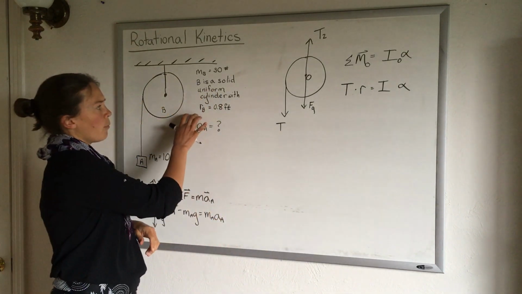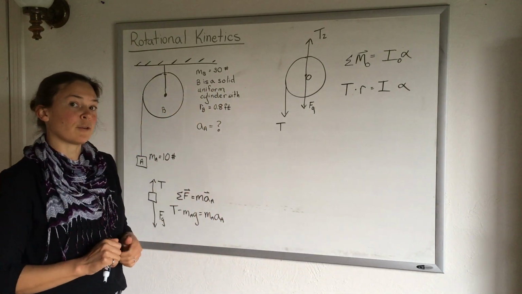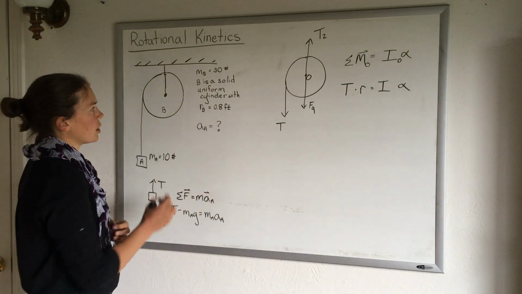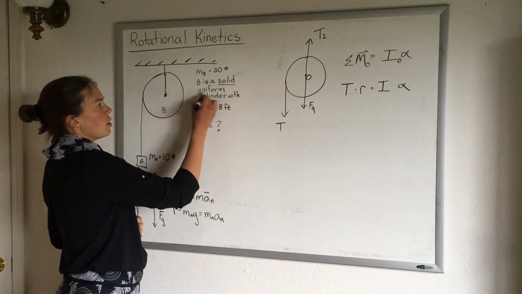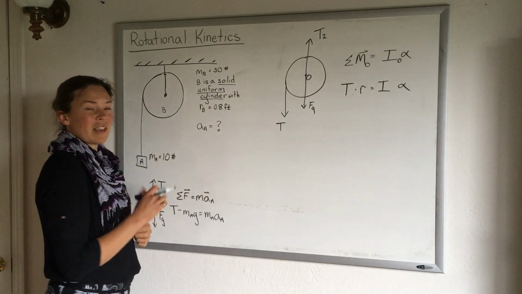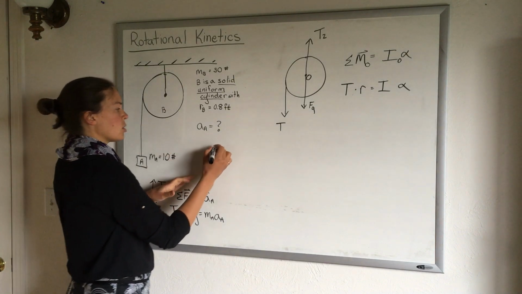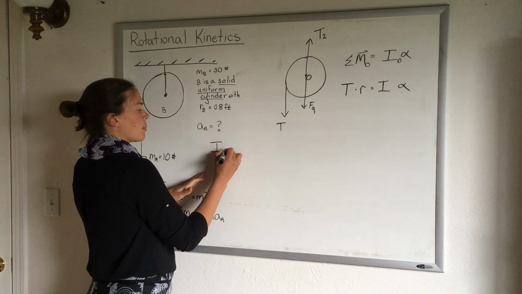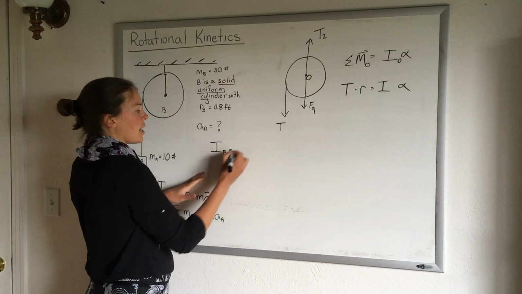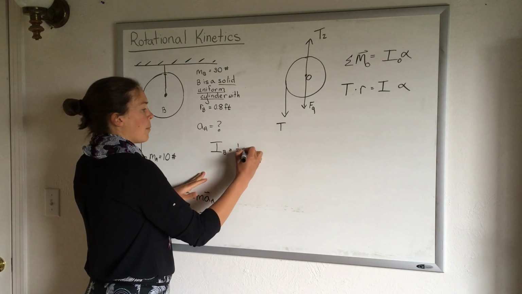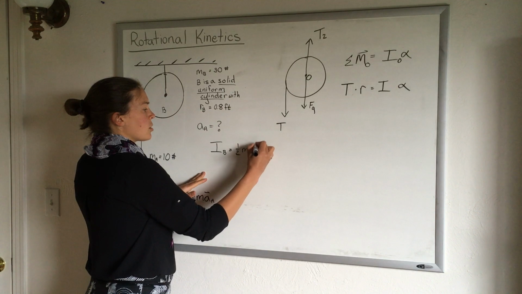But if we go back to our original problem statement, I think I have enough information to figure out my mass moment of inertia. It says it's a solid uniform cylinder. If I look at my table of mass moments of inertia for solid uniform cylinders, I'll see that the mass moment of inertia about the center, in this case, is 1/2 mr squared.